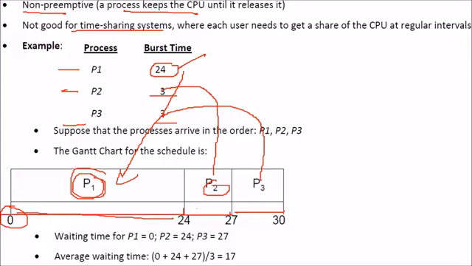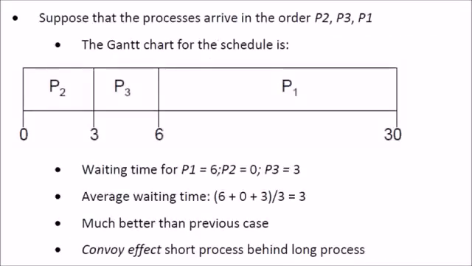Now P2 has to wait till this time, 24. So this is the waiting time. P1 is 0. P2 is 24. Now P3 has to wait for P1 to complete and P2 to complete. So 24 plus 3, that is 27, it has to wait. So 0 plus 24 plus 27 divided by 3, this is the average waiting time. This is 17.